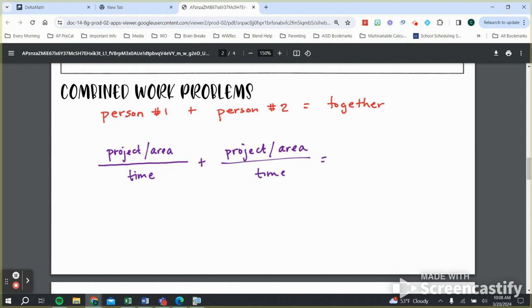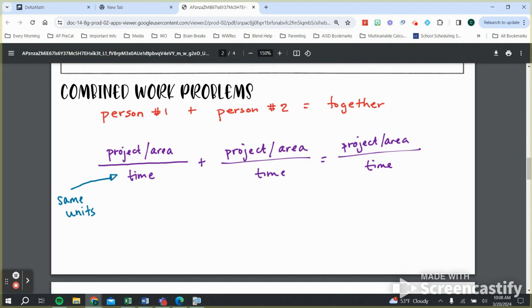And that equals the project or the area that they want to complete over the time together. How long does it take for them to complete that project together? We're going to use this to help us solve these problems. It's really important that when we're looking at this time, these are the same units. Those must always be in either all hours or all minutes or whatever it is. It has to always be the same units.